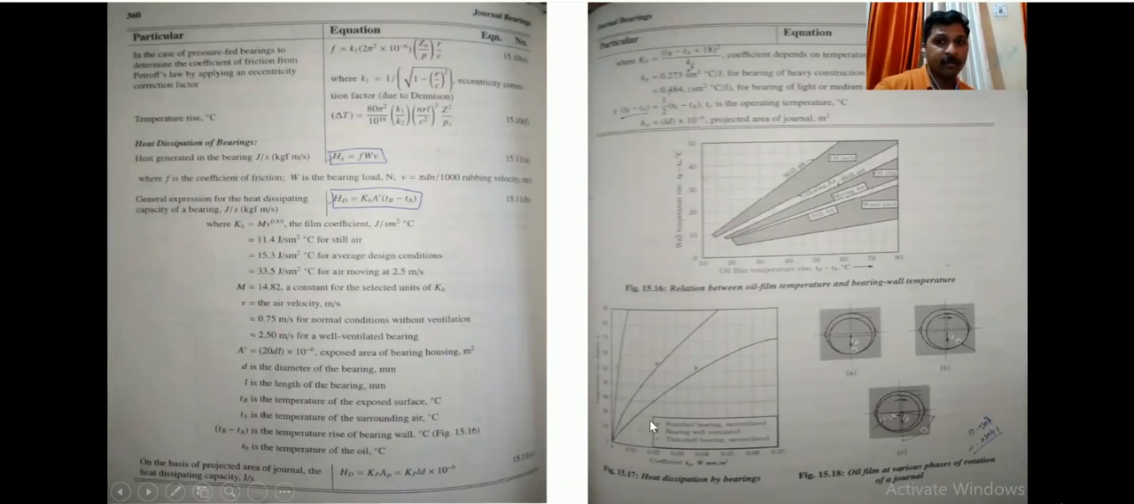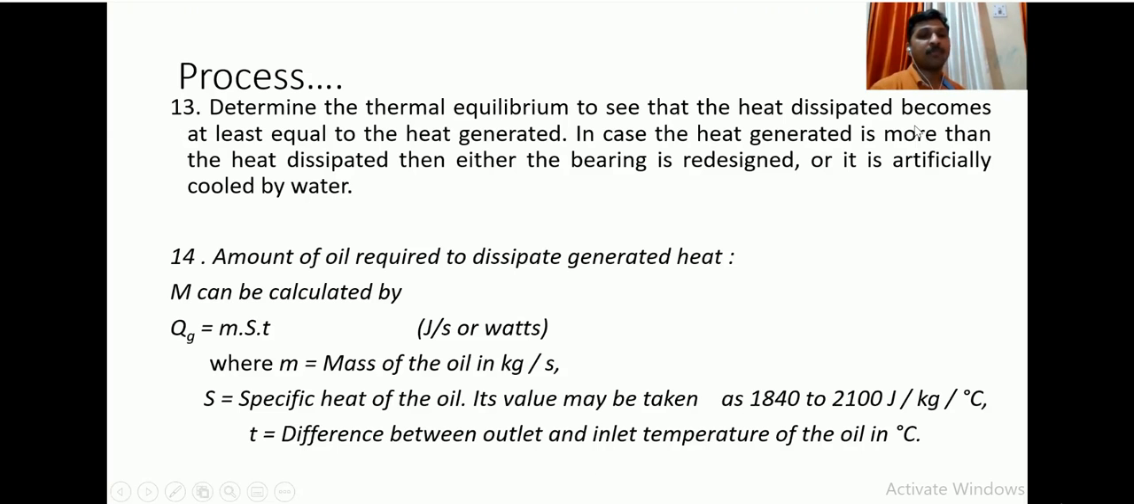Here is the equation of heat dissipation. Here is the equation of capital Kp. You can also find the heat dissipation constant from this figure, and T0 minus Ta can be found from here. But it is very rare in academics that we have to use this graph. We can work out the problems with these formulas only, so don't bother.